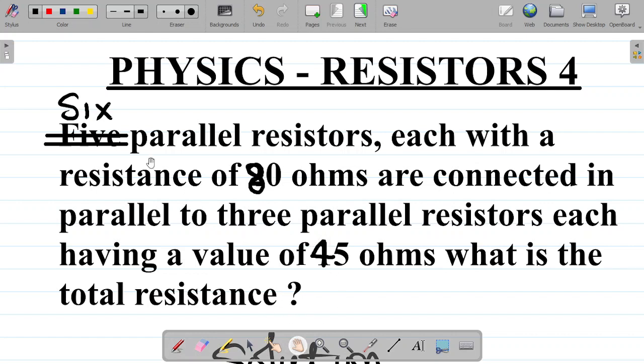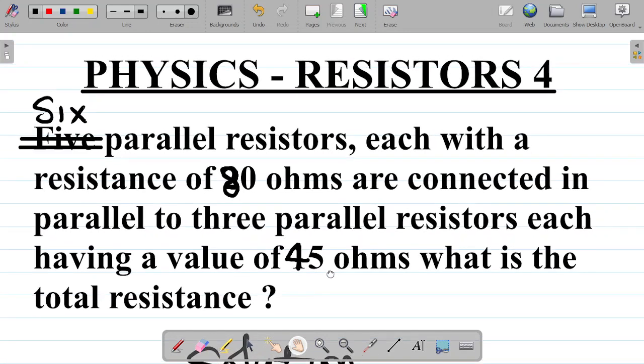So your question here is simple. 6 parallel resistors, each with a resistance of 80 ohms, are connected in parallel to 3 parallel resistors, each having a value of 45 ohms. What is the total resistance? So you have this. Solve this question, leave your answer in the comment section, and I'll tell you if you're correct or not.